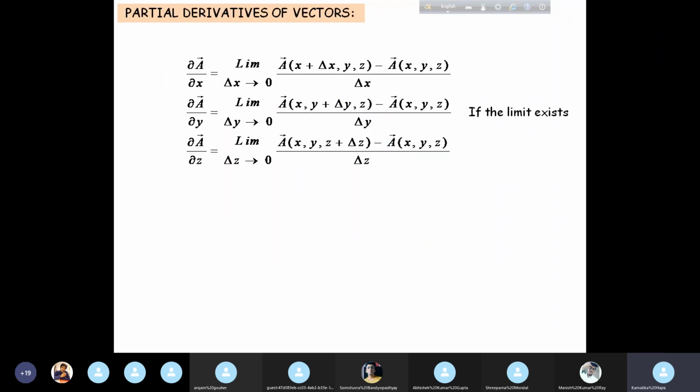Now, next, what we'll go to is, I don't know if we have done this before, it is called partial derivative of vectors.